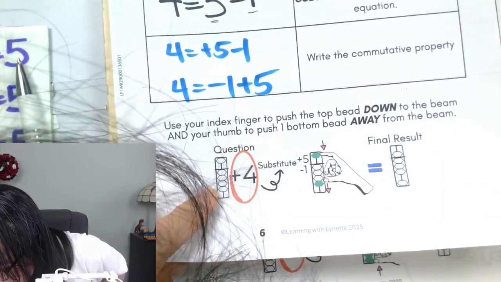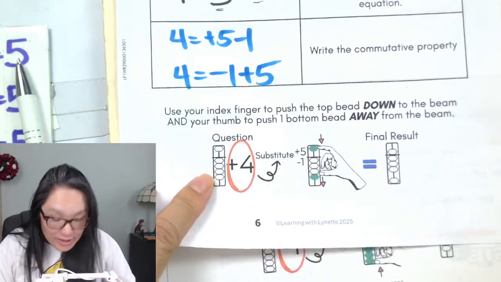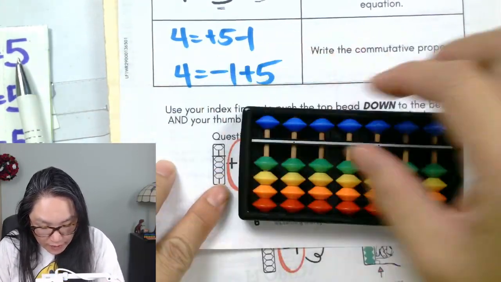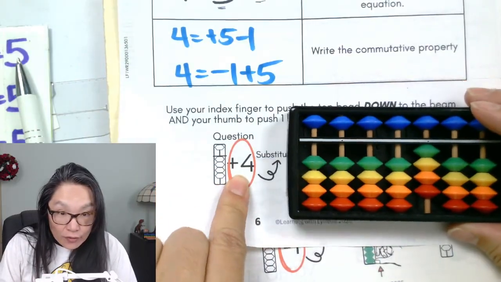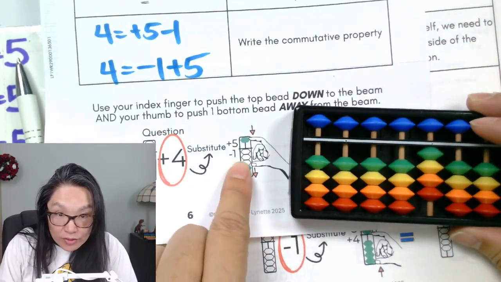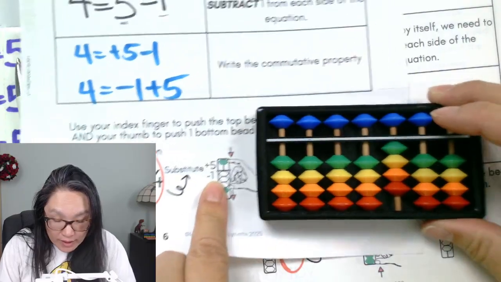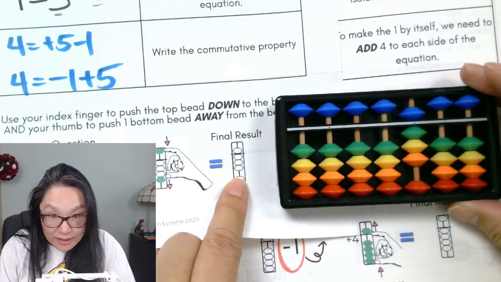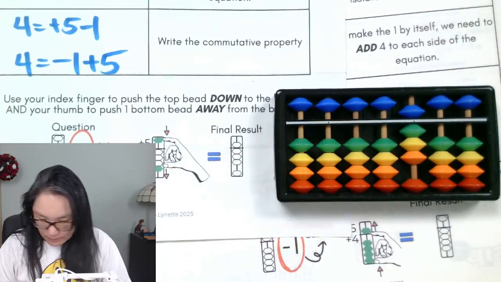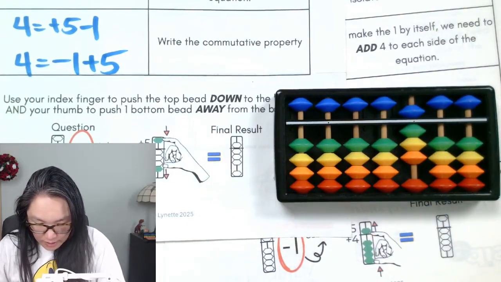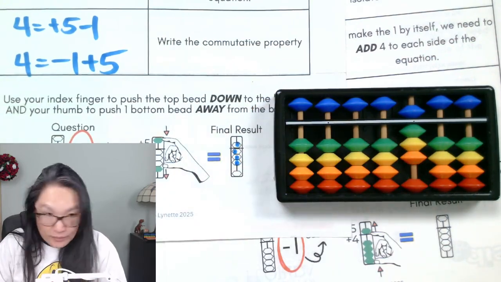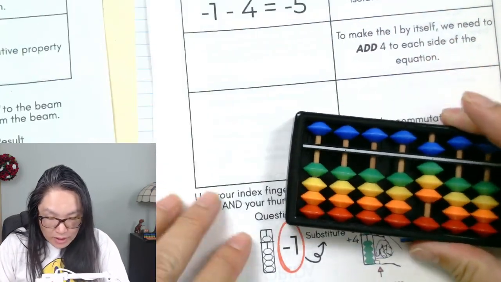So this is how we do it. My question is 4. So I'm adding 4 to the abacus. And I want to add another 4. Notice I'm going to substitute plus the 5 minus the 1. And my final answer is 8. So I'm going to color that in. 5, 6, 7, 8. Does that make sense? And so let's do another one.